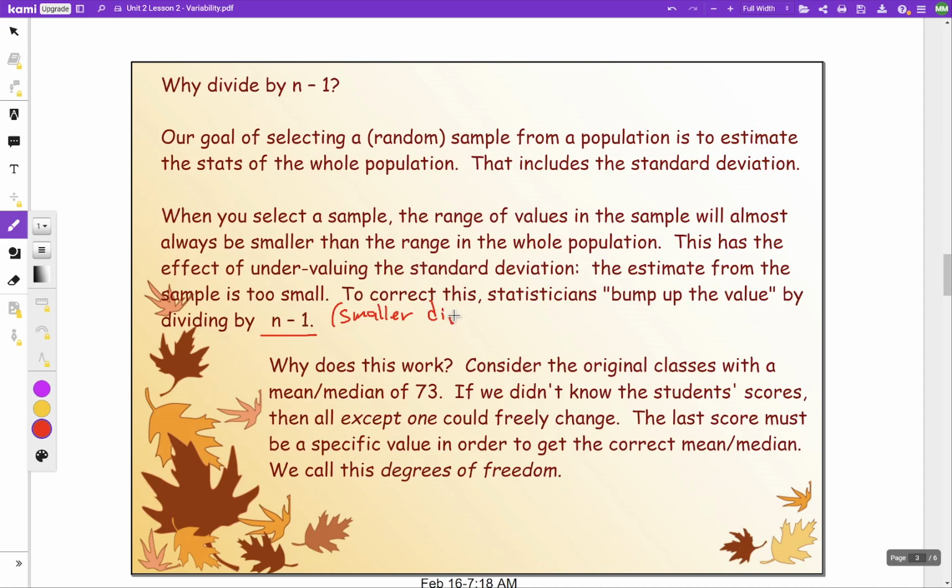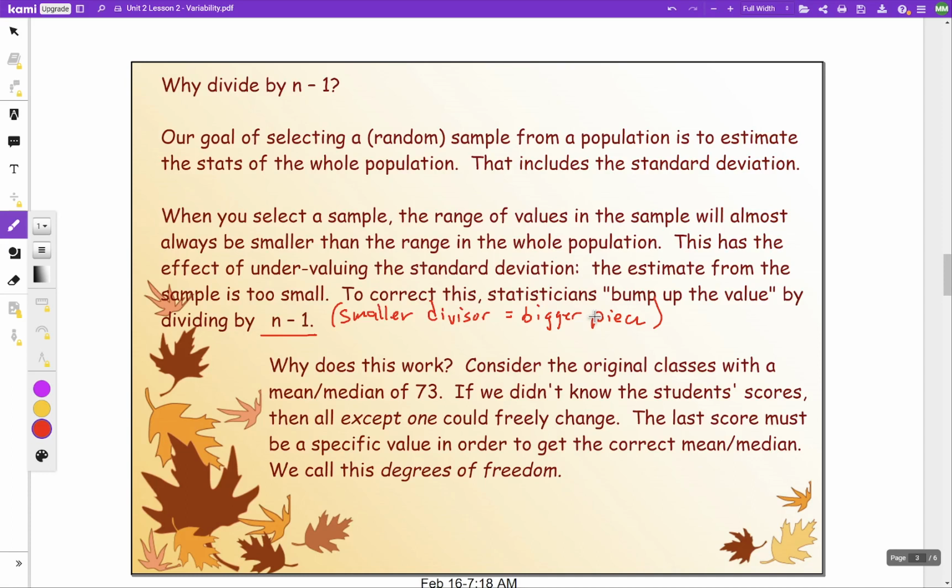Smaller divisor equals bigger piece. So I don't have a hard and fast rule here. Literally, the reason for the n minus 1 is because statisticians said so.